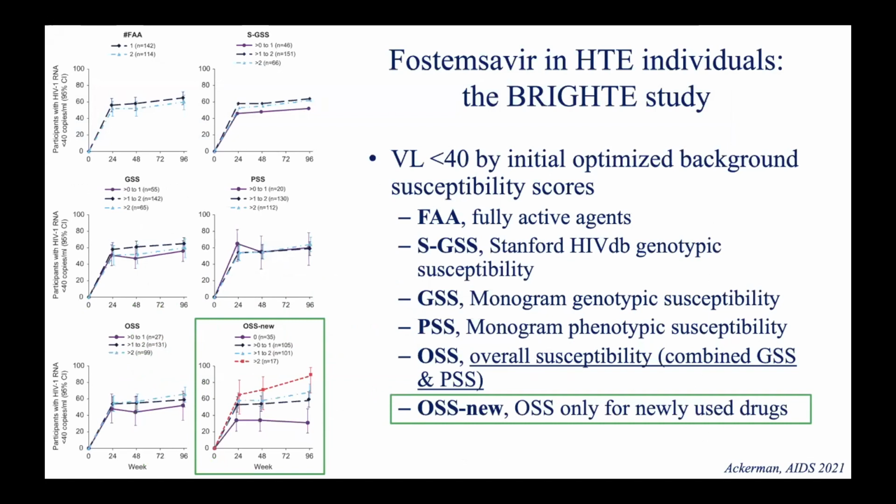But what I wanted to show you here is that it seems that the best way to find predictors of efficacy of fostemsavir in heavily treatment-experienced individuals is when you combine the genotypic susceptibility score and the phenotypic susceptibility score, but not for all the drugs, specifically when you are using new drugs. And so here you see indeed with the red dashes, of course fewer people, 70 patients, but you can see clearly a better efficacy compared to individuals that have no active drug at all.